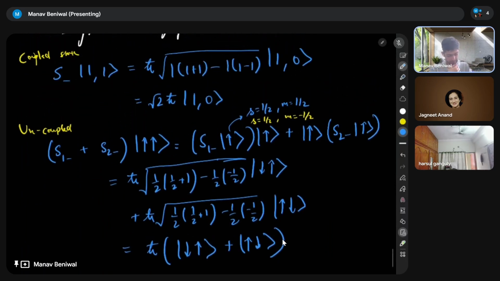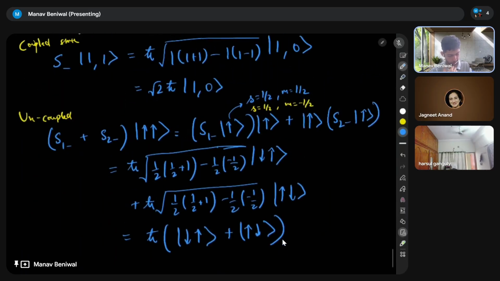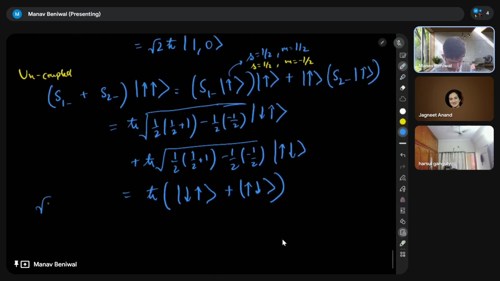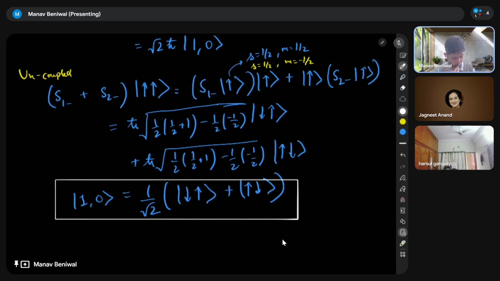And what did we get here? From the coupled state we got under root 2 h cut, state 1 0. So under root 2 h cut 1 0 is this. Let's cancel out these h cuts, and take this under root 2 to this side, so this will be 1 by root 2. So this is what we get.